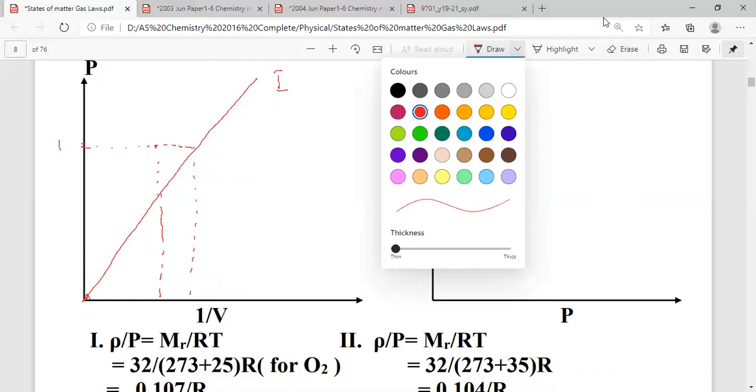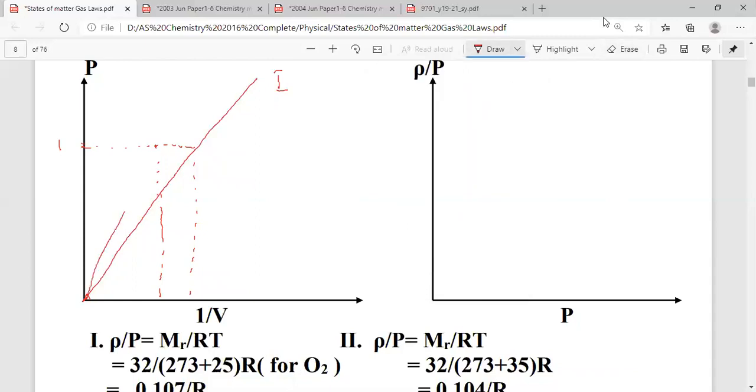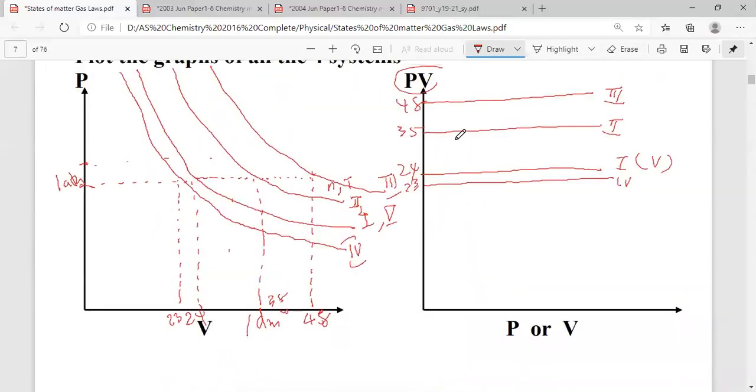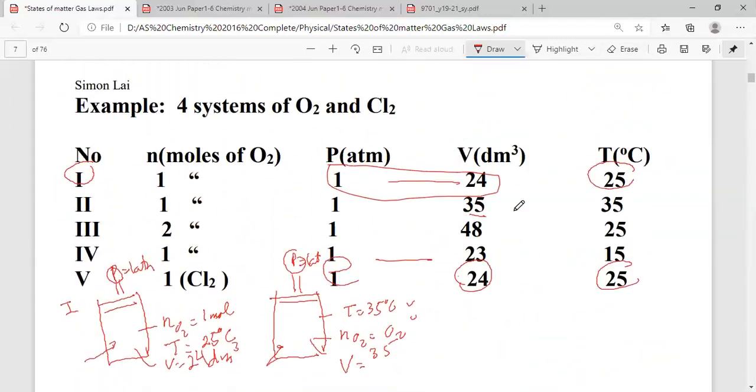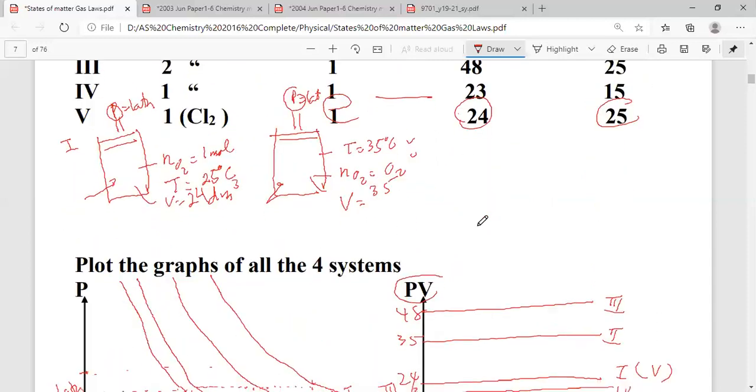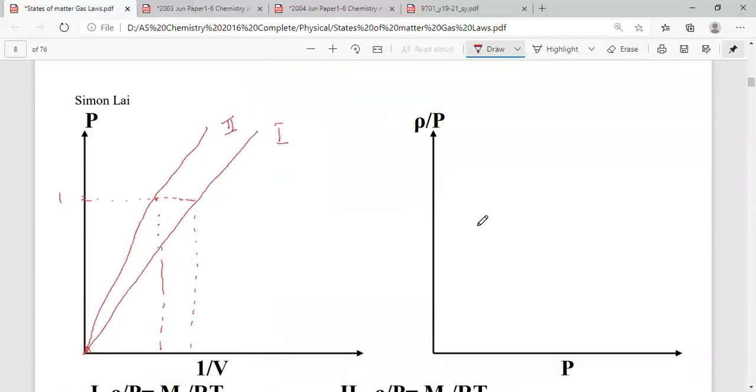Now, 1 over V, P is 1 for both experiments. See? So the next one, 1 over V is 1 over 48, even smaller. Smaller. 1 over 48 is smaller still.